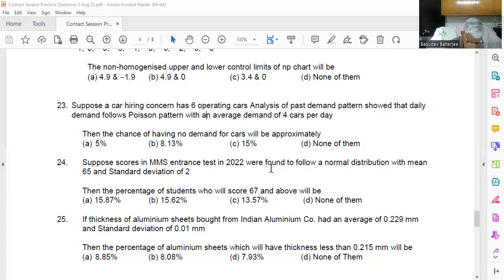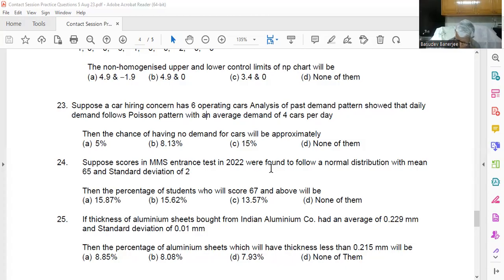The other thing which I want you to highlight, I want you to note, is this table 21.1, where all these formulae are summarized.